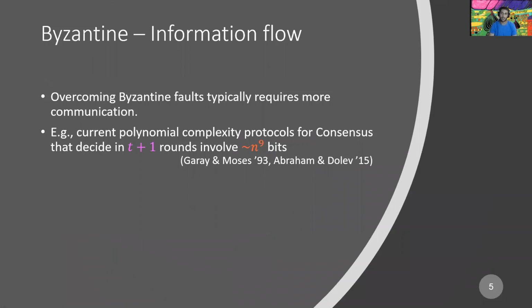This causes many protocols in the Byzantine model to require more communication than those in the crash failure model. For example, polynomial T+1 round protocols for consensus in the Byzantine model require much more communication than those in the crash failure model.